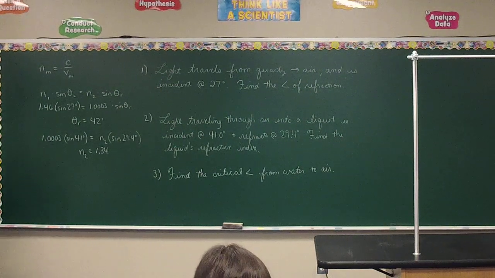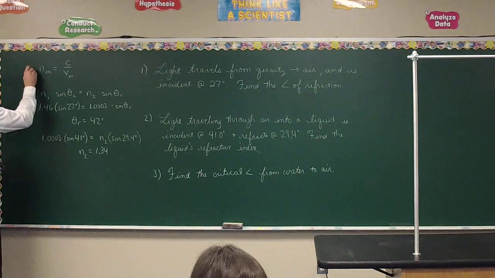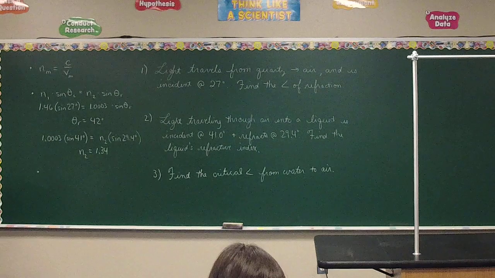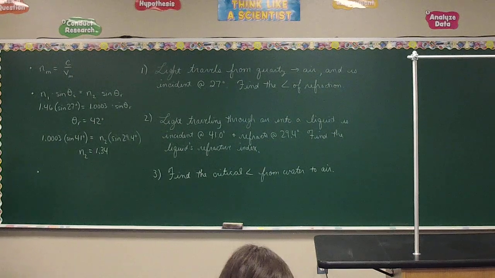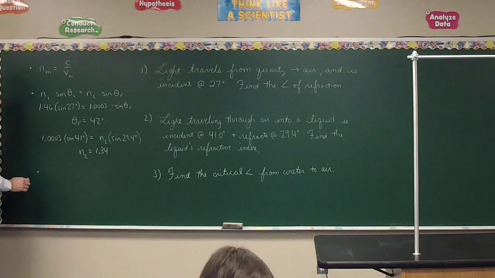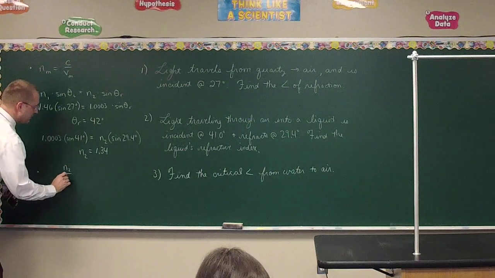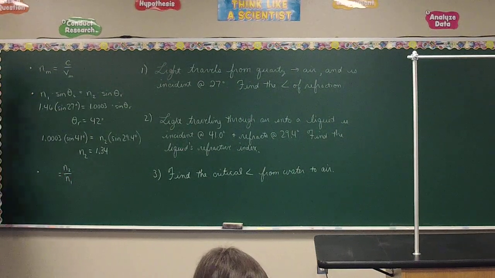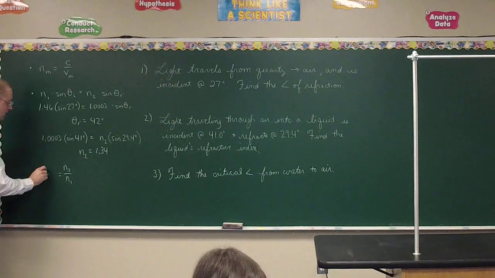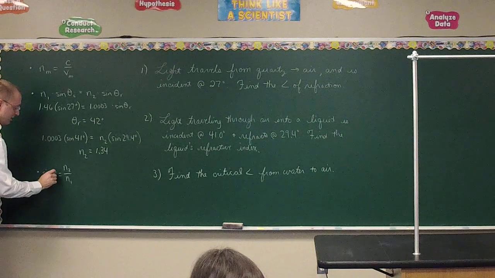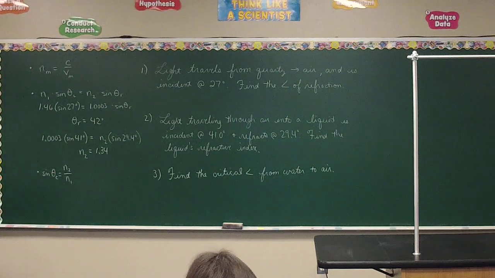Then for the third problem, we need to find the critical angle, and so Audrey, that brings us to our third equation so far that we have in chapter 20. And what is that equation for critical angle? I know it's n2 over n1. It is something about n sub 2 over n sub 1. We're finding the critical angle. So sine of theta sub c equals n2 over n1.